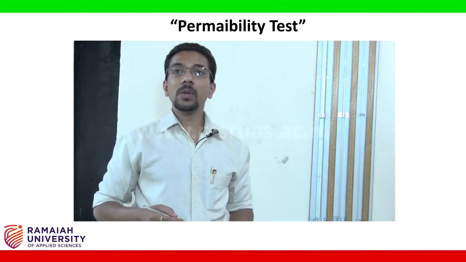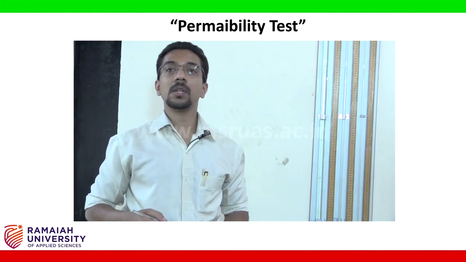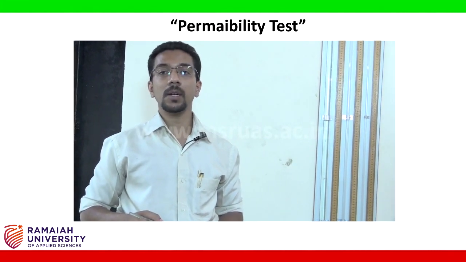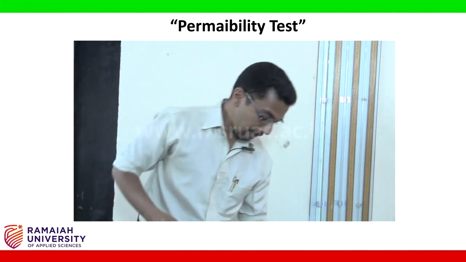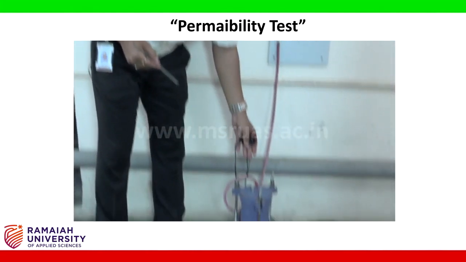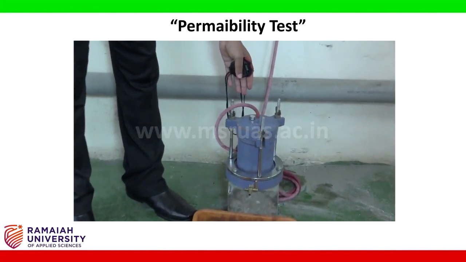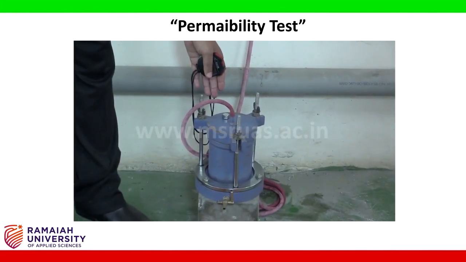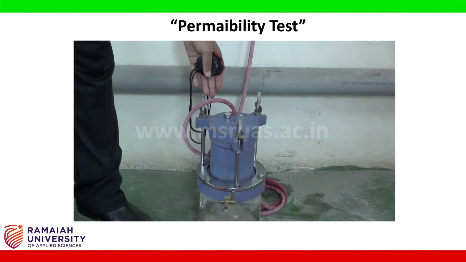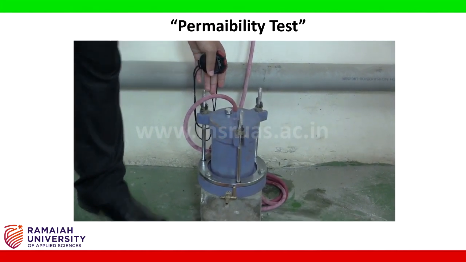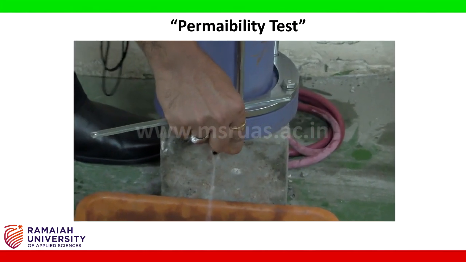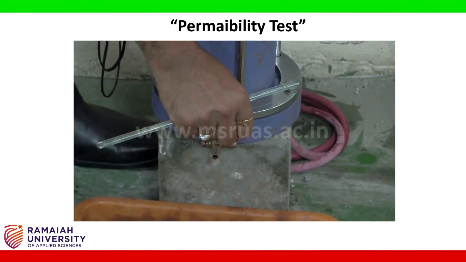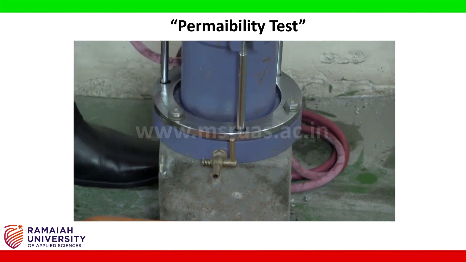We shall now begin with the second set of experiments, which is required to find out the coefficient of permeability for fine grained soils. We have prepared the specimen like the way it was shown to you at the beginning of this experiment. The specimen is being casted, and it is ensured that the specimen inside the mold is completely saturated because we have a constant flow of water through it.